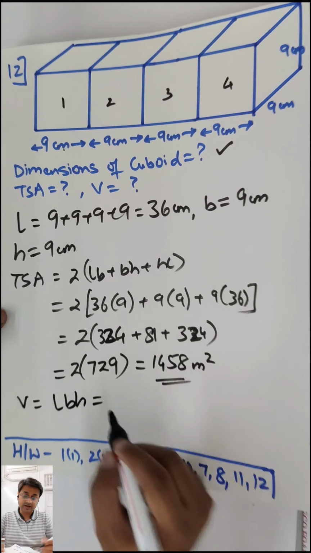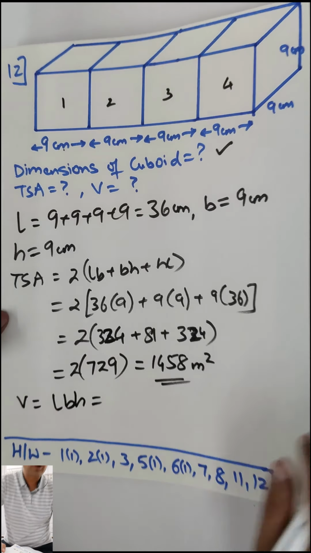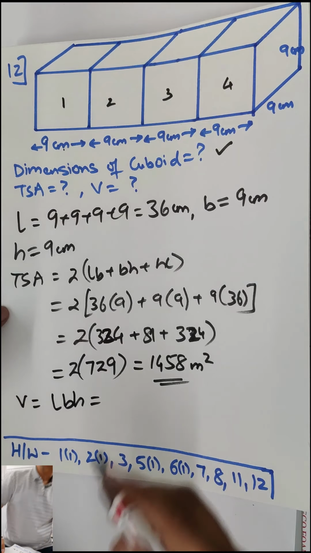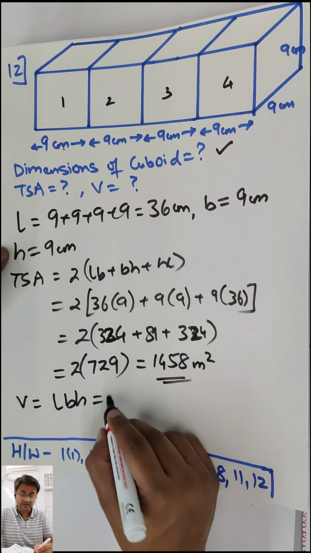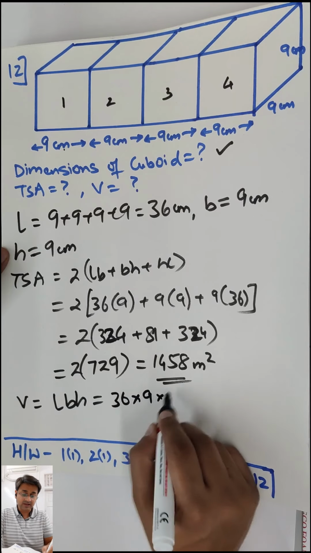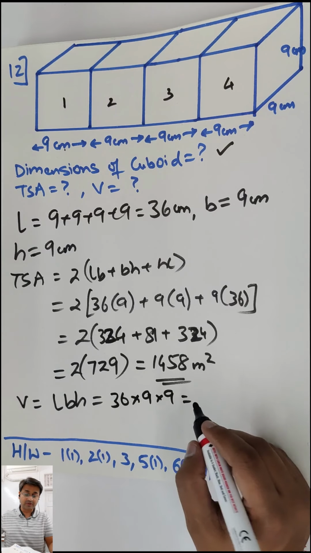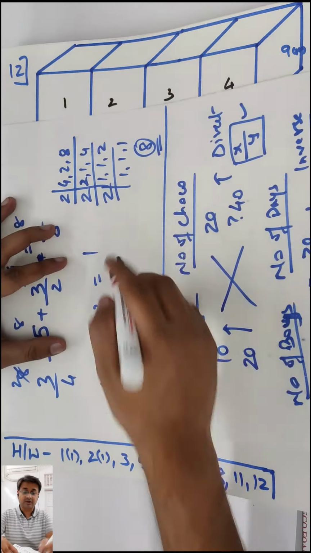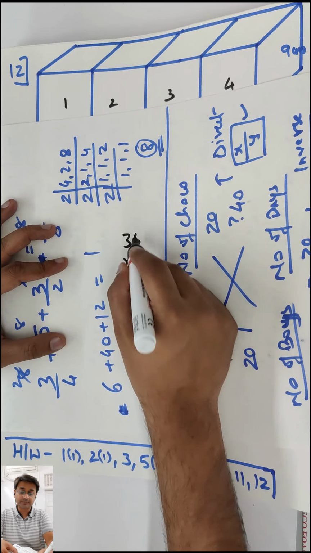Volume is length, breadth, height. So your length, come on, multiply everyone and let's see how well can you take it. So length is basically 36, breadth is 9, height also 9. So it's going to be 36 into 81. So let us multiply 36 with 81.